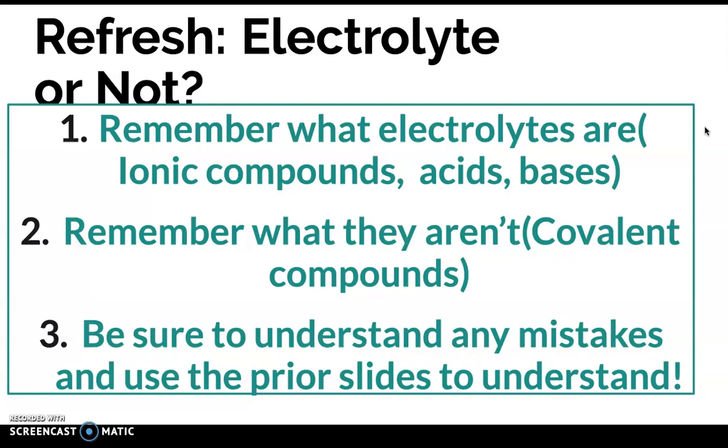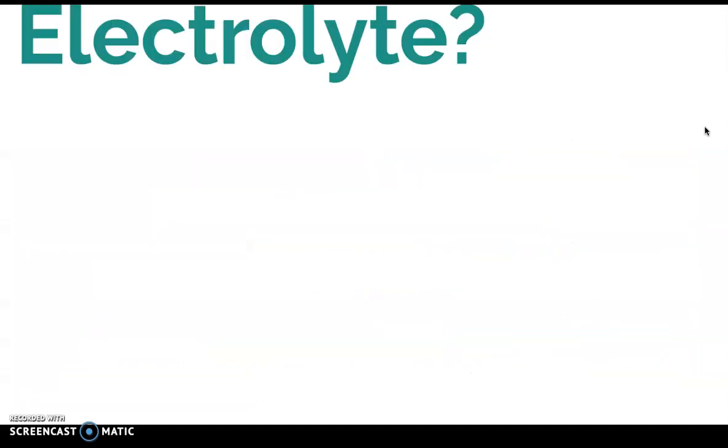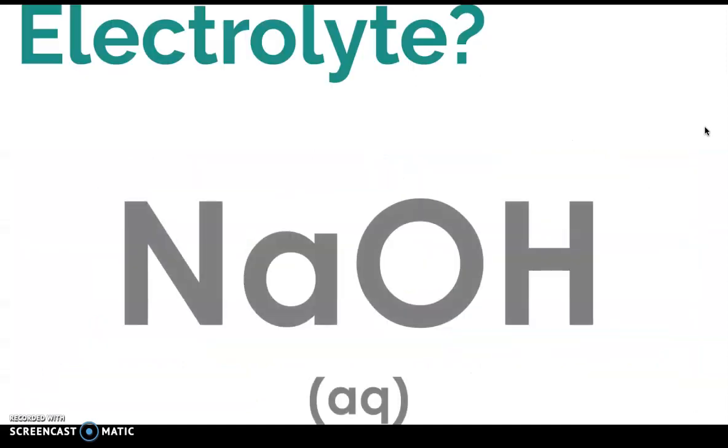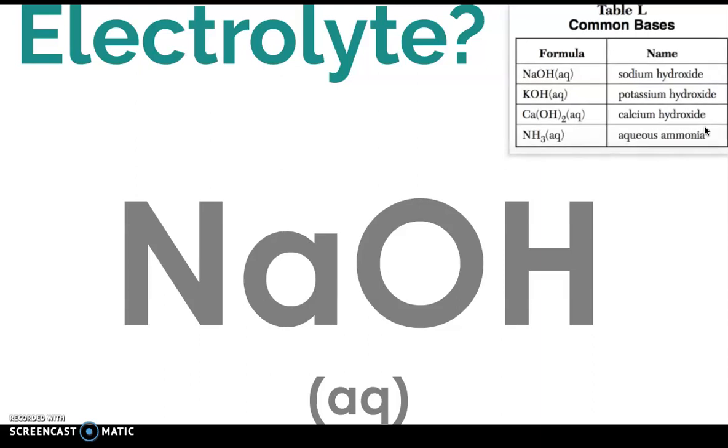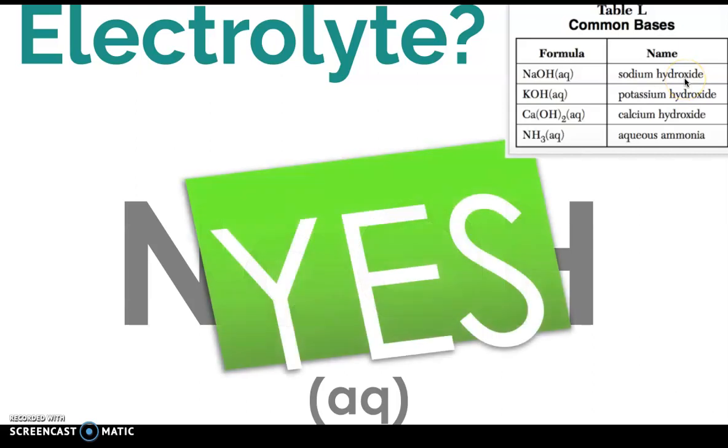And be sure to understand any mistakes and use the prior slides to understand. So if you're confused with anything that I go over, you can refer back, watch the video again, and try it over until you get it. So the first example is NaOH. We're going to look at table L, our common bases. NaOH is a base. It's called sodium hydroxide. Therefore, this is an electrolyte. It will dissociate in water.